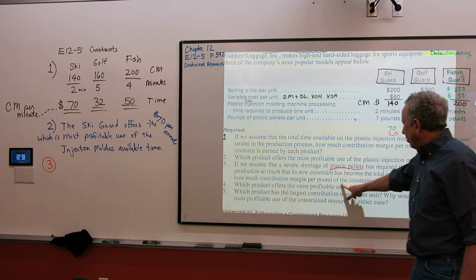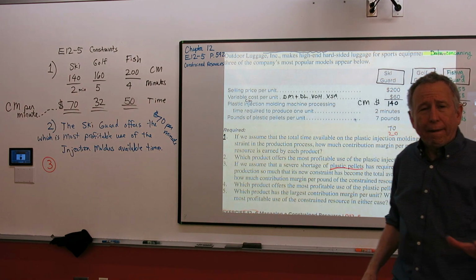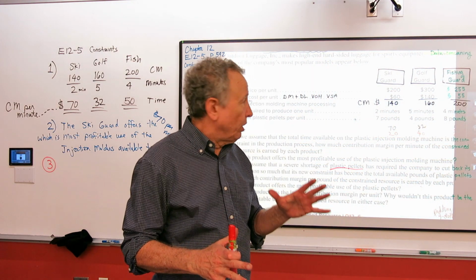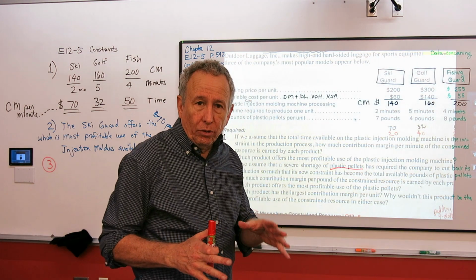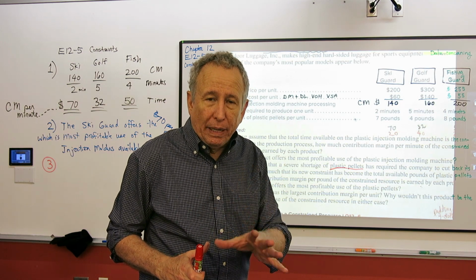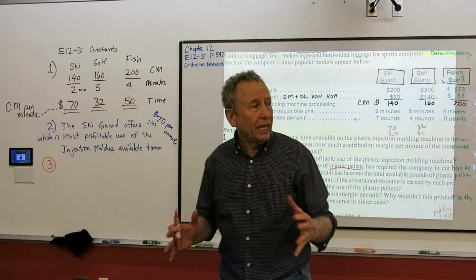How much contribution margin per pound of constrained resource? Well, let me do again what I just did a minute ago. Let's pretend you're at the end of a production run, and you only have 10 pounds of pellets. Let's just do some simple math.